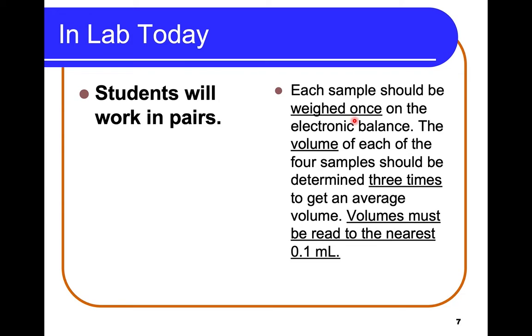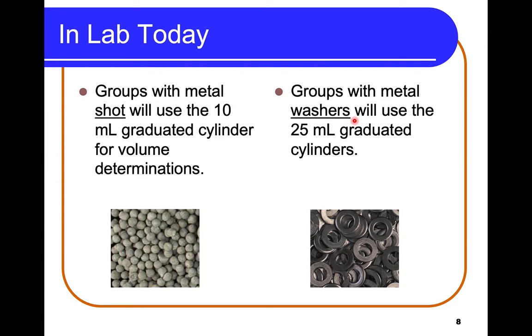And your volumes should be read on the graduated cylinder to the nearest 0.1 mL. Remember, again, we can estimate 1 digit between the lines that are marked on the graduated cylinder. All right, some lab groups will have the scenario on the left, some will have the scenario on the right. If you have metal shot, and metal shot looks like these sort of malformed beads, they come from taking the hot metal and dropping it into water. For the metal shot, you will use the 10 mL graduated cylinder for your volume determinations.